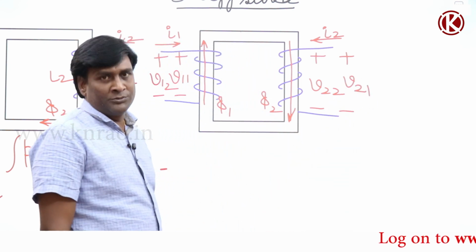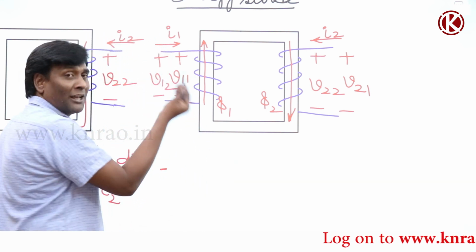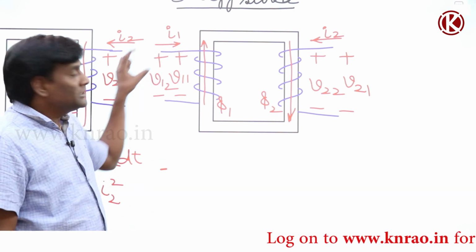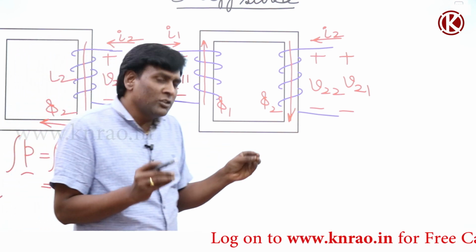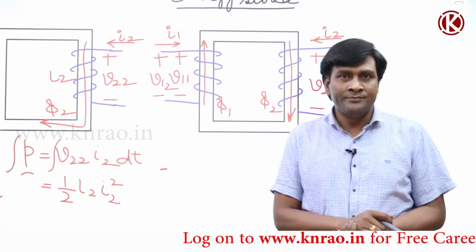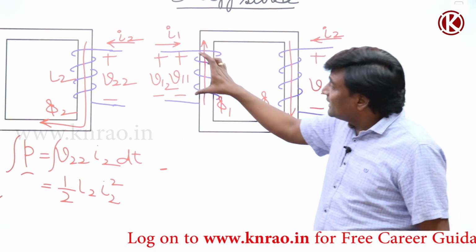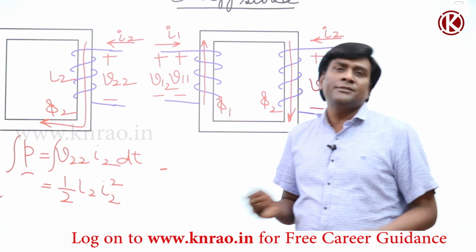Okay, now if you observe the power absorbed here, about V11 into I1 we already calculated. Now about V12 into I1: the moment voltage is increased here, current is the same. For example, if I think of these currents as current sources, so I1 and I2 are current sources, under that condition, because of this I2 the voltage is increased here, so power absorbed will be increased.